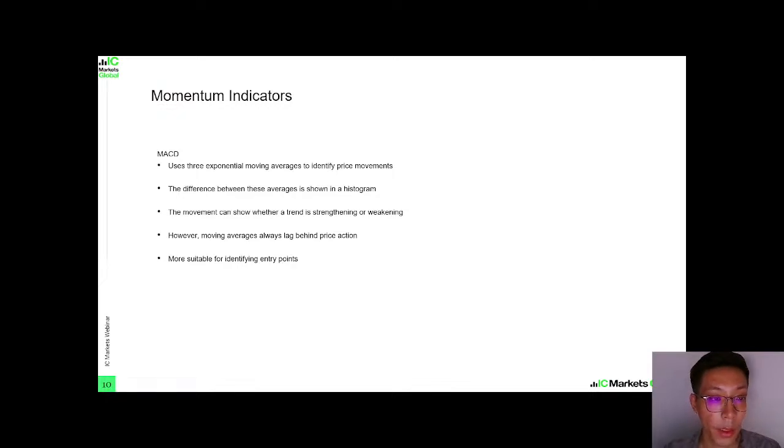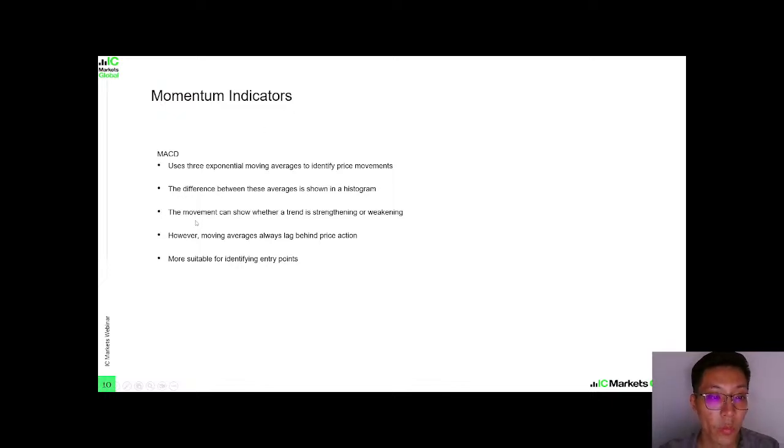So for momentum indicators, what we can use is MACD. MACD basically uses 3 exponential moving averages to identify price movements. The difference between these averages is shown in a histogram, which we will see later on in the next slide.